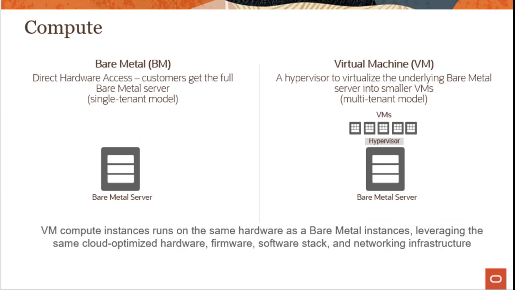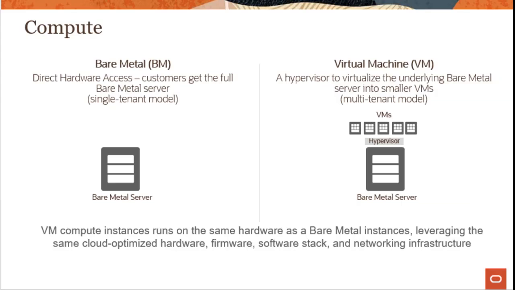Here is a pictorial representation of compute level isolation. As we can see on the left hand side, a bare metal server provides direct hardware access. The customer has full control. It's a single tenant model where no other customer is using this physical server. It completely belongs to the customer that has subscribed to this service.